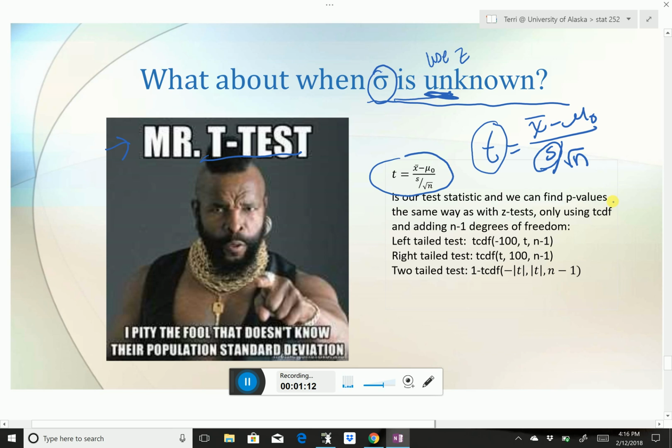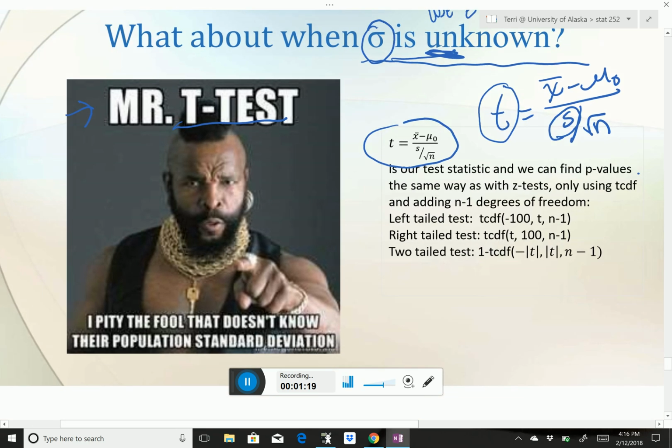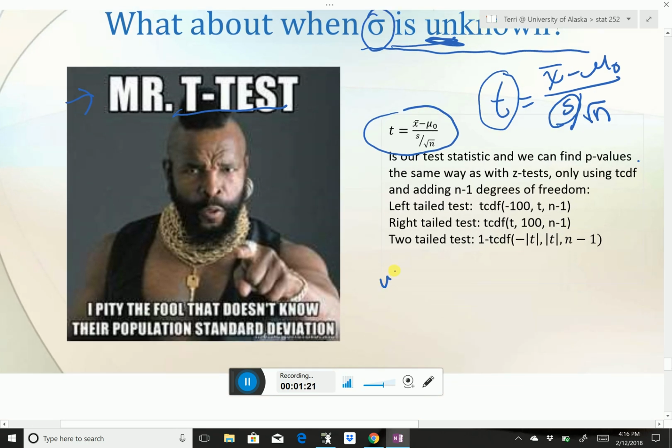We're going to find our p-values the same way. So essentially what's going to happen, let's say that I have, for this first one, a left-tailed test, an alternative hypothesis that looks like this. Let's say that I know that my test statistic is negative 2.6 with n equals 30. So how would I go about finding my p-value for this one?